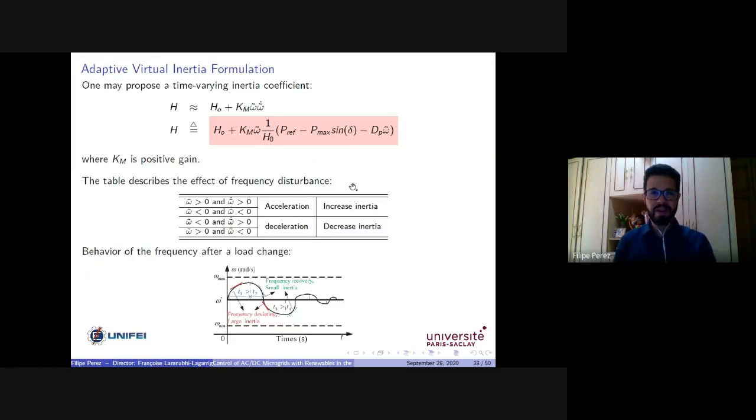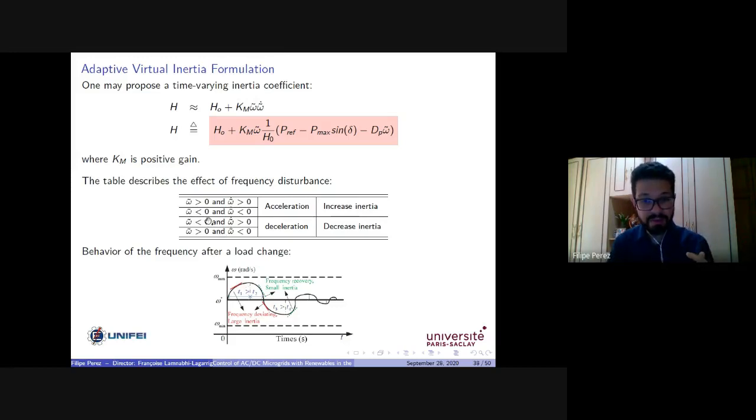So here we propose the adaptive virtual inertia, which is based on an equation that deals with the frequency variation and the frequency washout by using a term which is a positive gain, Km. So here, considering the frequency variation and frequency washout, we can see the behavior of the desired time-varying inertia coefficient. So let's see here. When I have the same signs for frequency variation and frequency washout, the system is in an acceleration process where we should increase the inertia to avoid the frequency deviation.